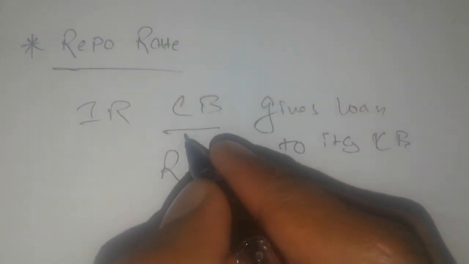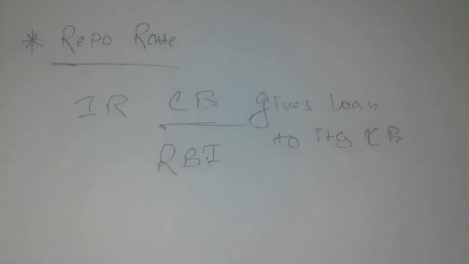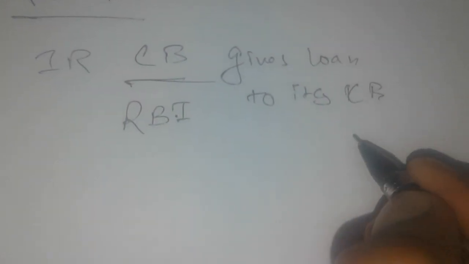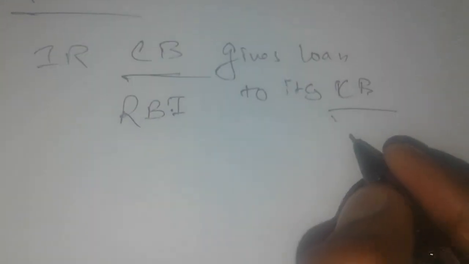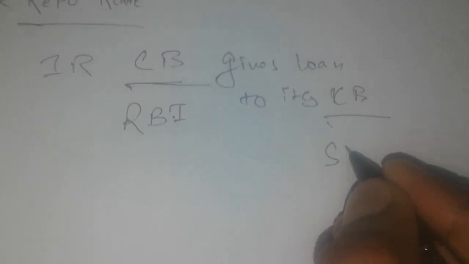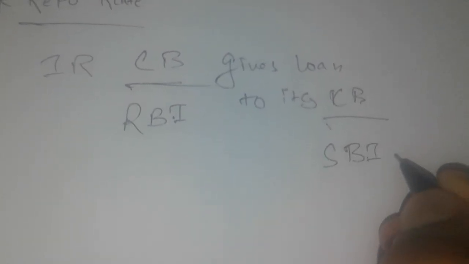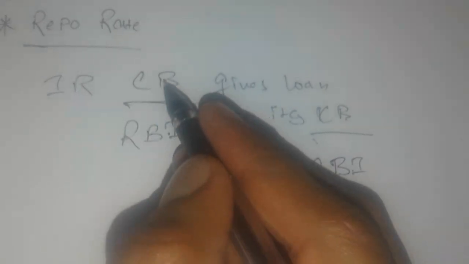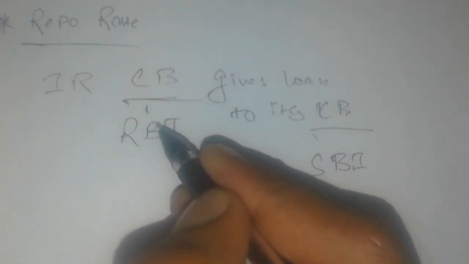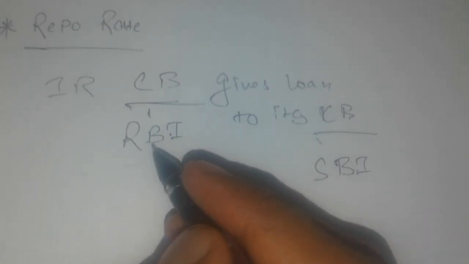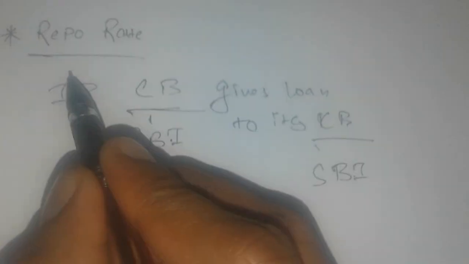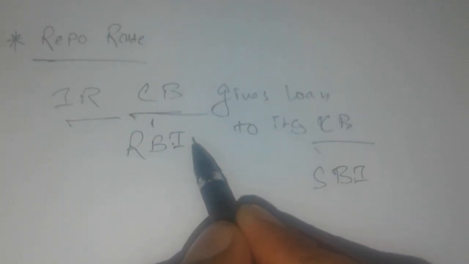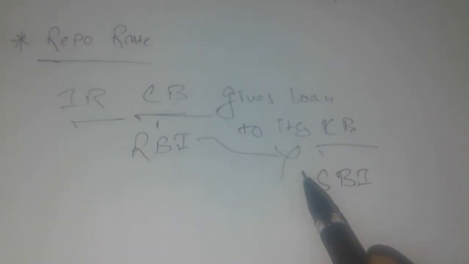What is the work of a central bank? To create monetary policies for the government. And what are commercial banks? In India, State Bank of India, Axis Bank, ICICI Bank or HDFC Bank, these all are commercial banks, and the central bank is one, that is the Reserve Bank of India. This is the bank which creates the monetary policies, and the repo rate is the interest rate at which the RBI gives loans to its commercial banks.